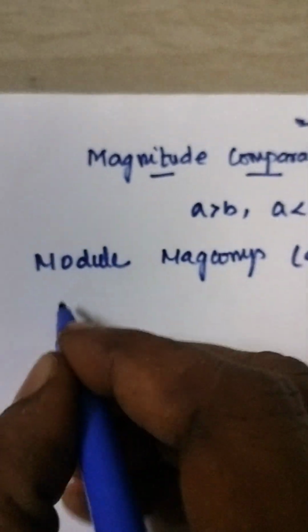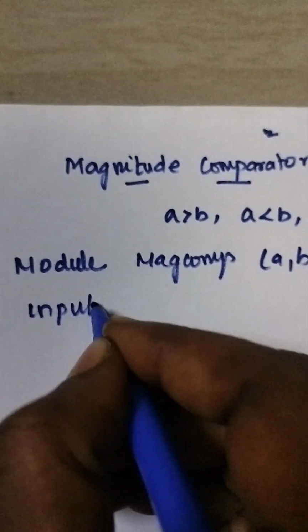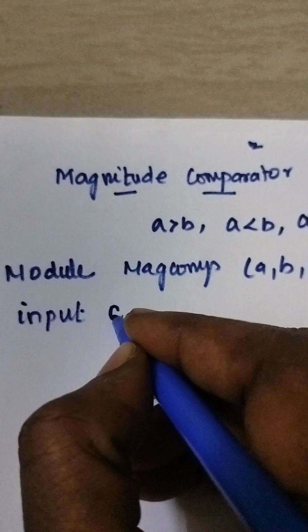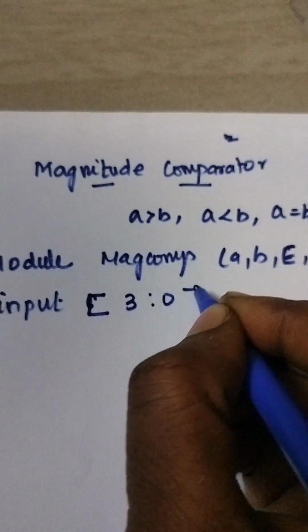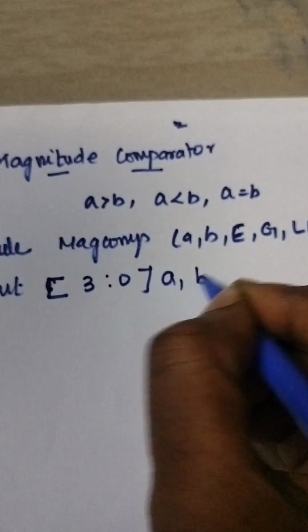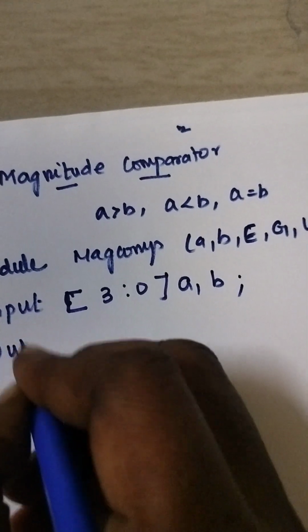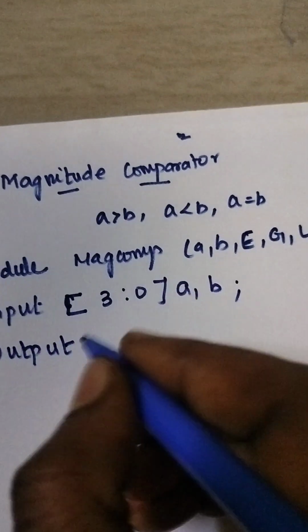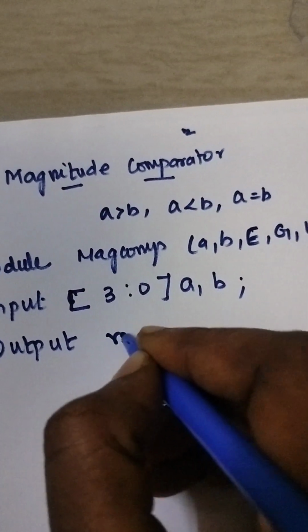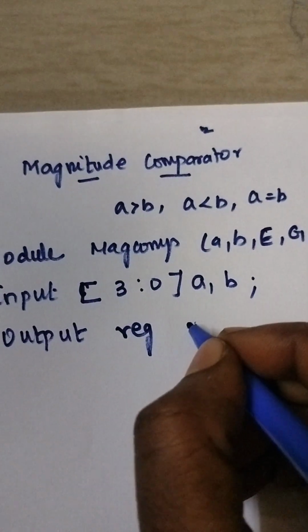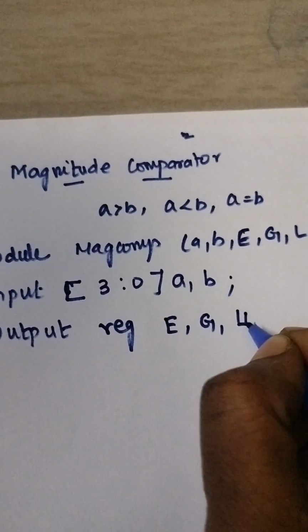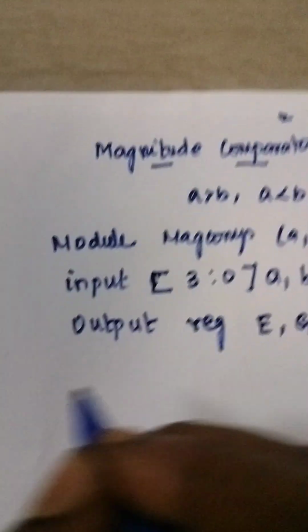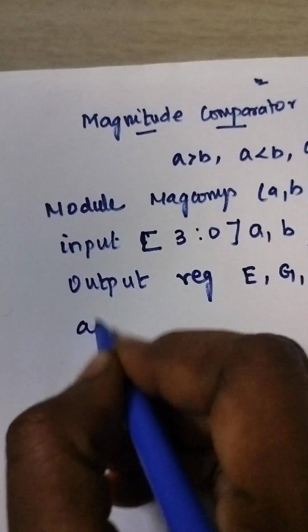So you have to start with input. So I'm writing 4-bit, so [3:0] a comma b. Next, your output. So I'm writing a program under the behavioral model. So you should represent output reg equal comma greater comma less than, right? Semicolon.